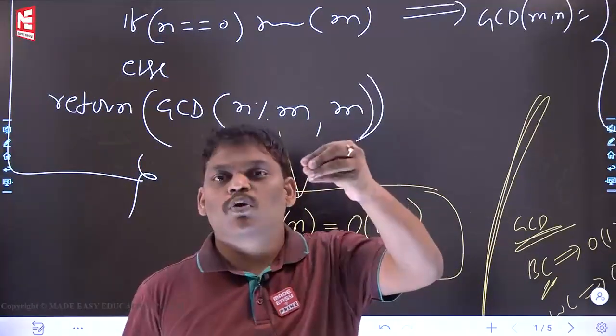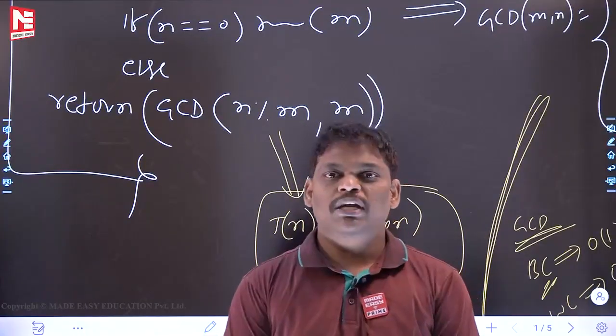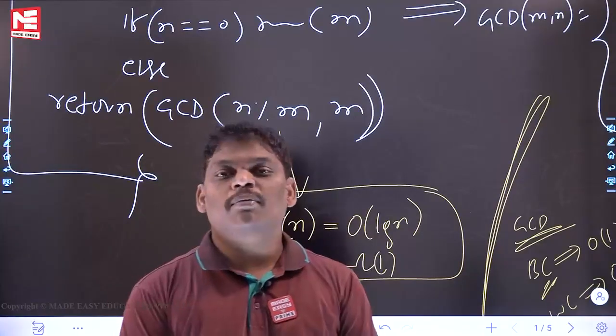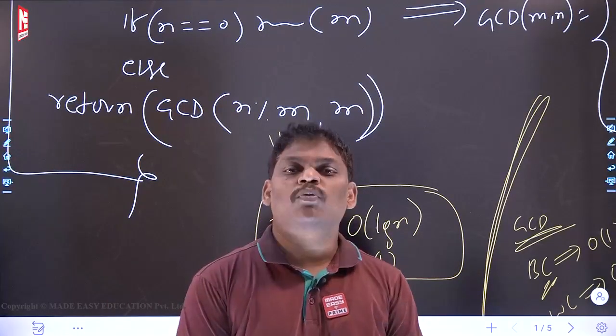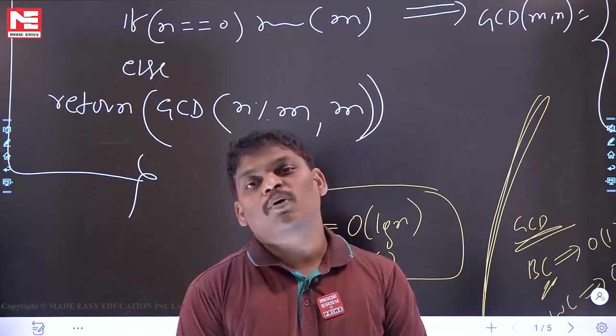You can write upper bound, lower bound anywhere. But one thing, the meaning cannot change. Please be careful, meaning cannot change. And one more thing: what is the meaning of worst case time complexity? Maximum amount of time you are taking. Best case time complexity, minimum amount of time you are taking.